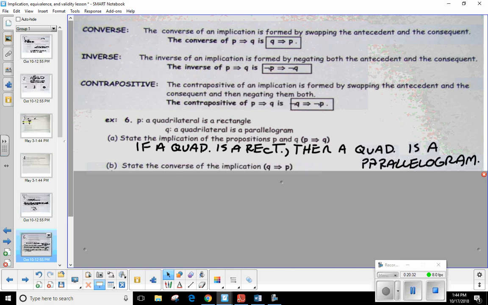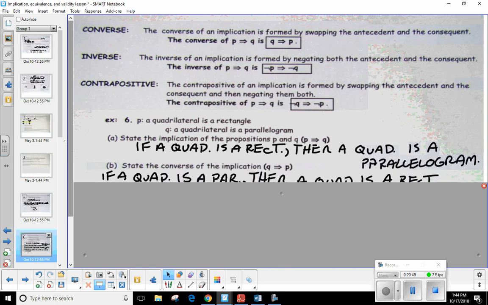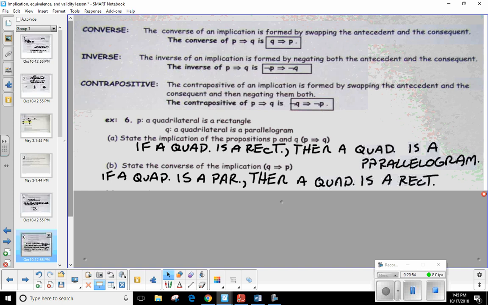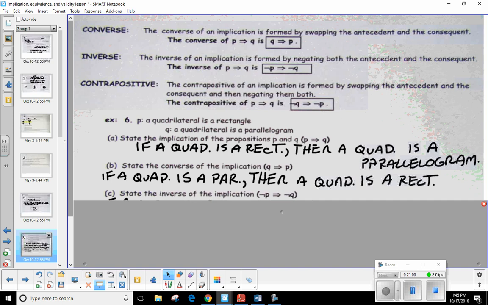Now the converse is just to switch the two. Alejandro, what would you say for that one? This time I want if Q, then P. If a quadrilateral is a parallelogram, then a quadrilateral is a rectangle. Would you guys agree? And I started abbreviating when I wrote this out. Okay, good.